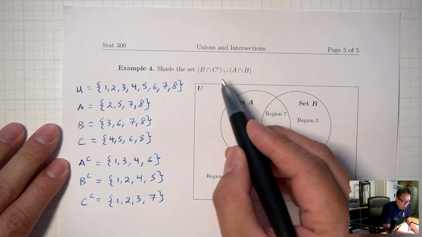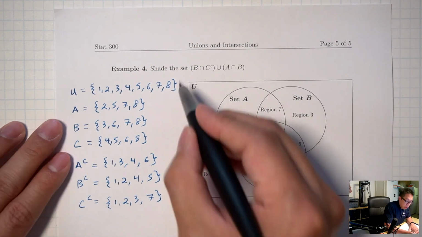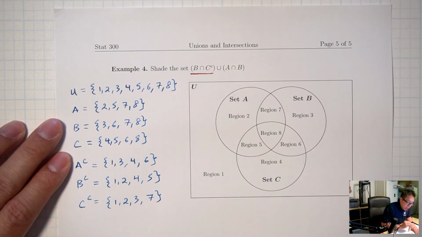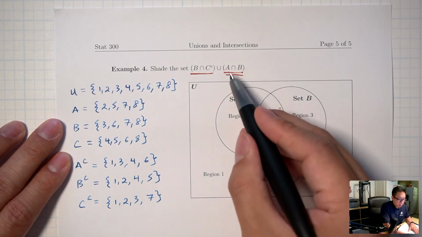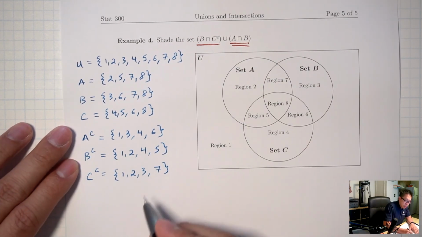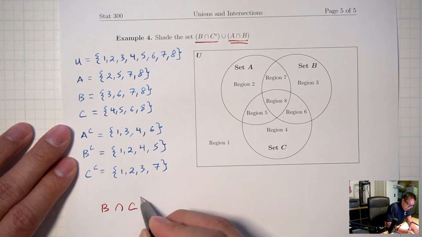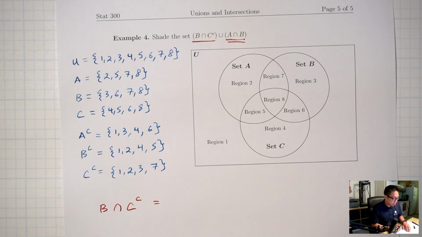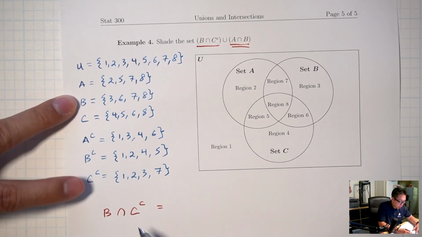So this is asking for the union of the left thing together with the right thing. Okay, so the left thing is B intersect C complement. The right thing is A intersect B. Okay, so next step here is I'm going to build the left one and then also build the right one. So the left set is B intersect C complement. Okay, so where's regular B? Regular B is here. And then C complement is down here.